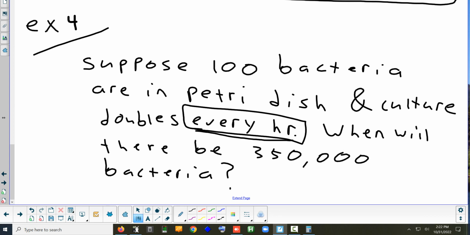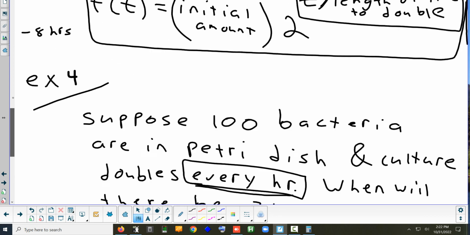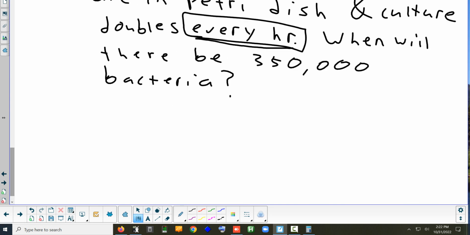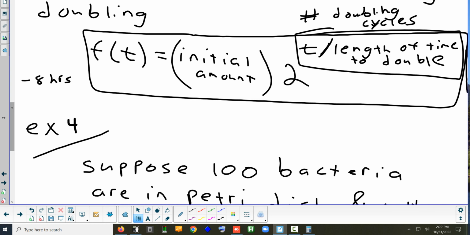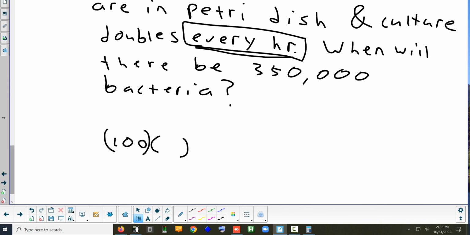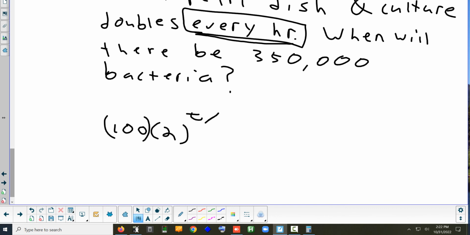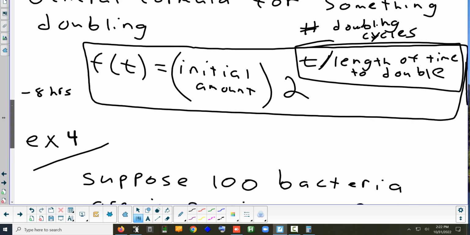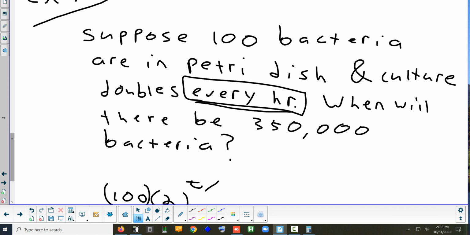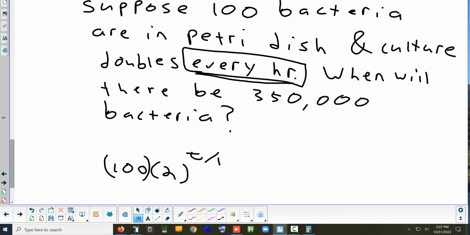Okay, so let's set it up and see what we've got. Initial amount, 100. What goes inside the parentheses next to it? For my number, 2. So my initial amount times 2 raised to the t divided by, what's the length of time for the bacteria to double in this problem? It's every hour, so it's really just t divided by 1. Technically, you don't need to divide it by 1 here.